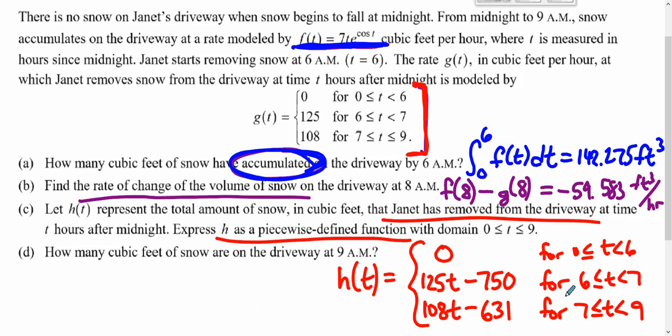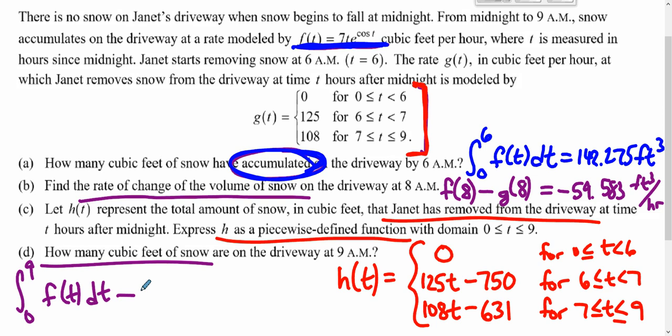This is a piecewise defined function. Domain up to 9, got to include 9. And then the D part, before we depart, how many cubic feet of snow are on the driveway? Well, what affects that is how much snow has fallen and how much snow has been removed. So how much snow fell between midnight and 9 a.m.? This much snow fell between midnight and 9 a.m. Then how much snow was removed before 9 a.m.? Whatever h of 9 is. You throw that 9 in there, boom, you got it.